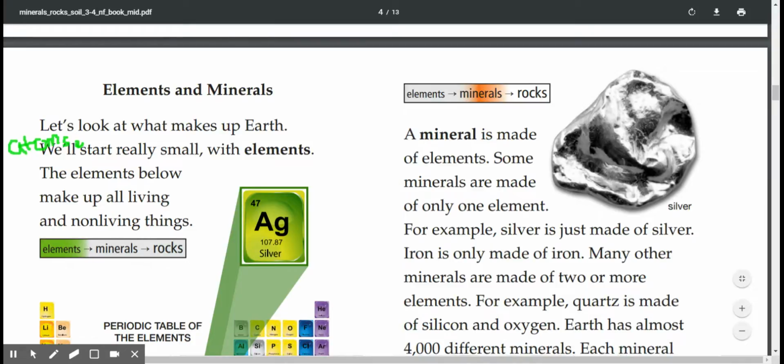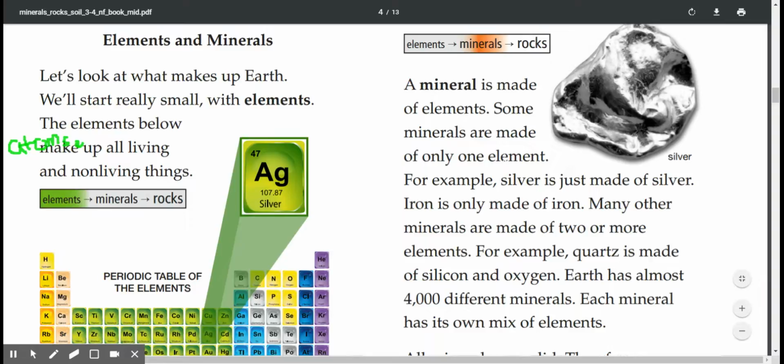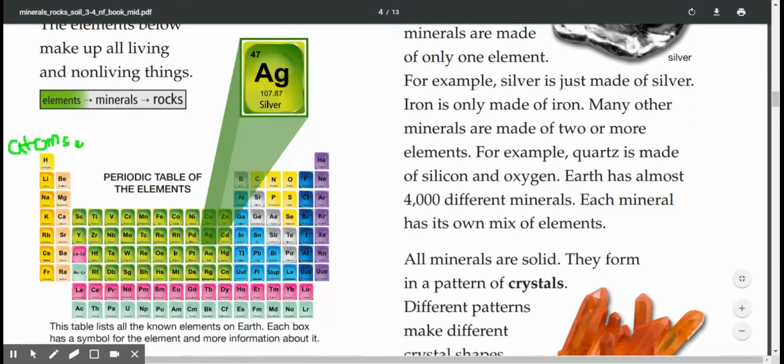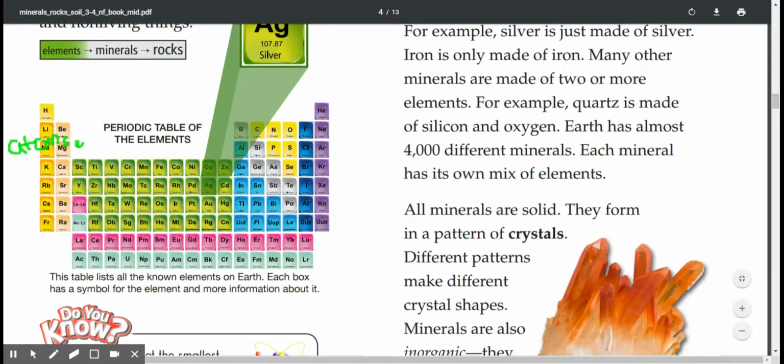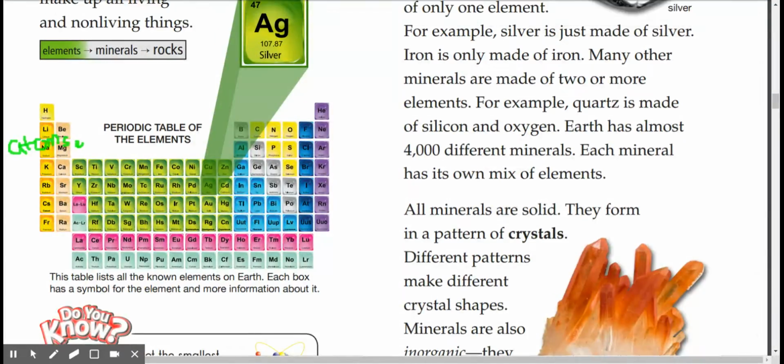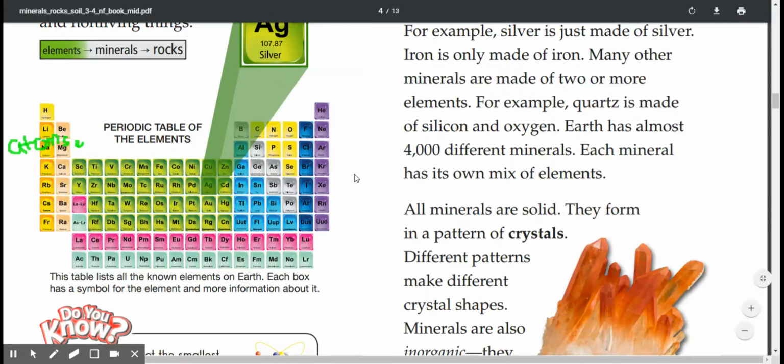A mineral is made up of elements. Some minerals are made up of only one element. So this piece of silver is just made of silver. Iron is only made of iron, but many other minerals are made of 2 or more elements. For example, quartz is made up of silicon and oxygen. So they can be made up of one thing or they can be made up of a bunch of things. But remember, they're only made up of this combination of these elements.